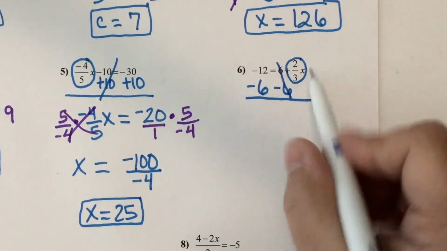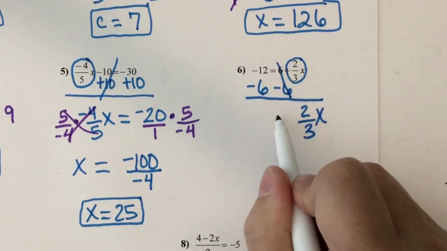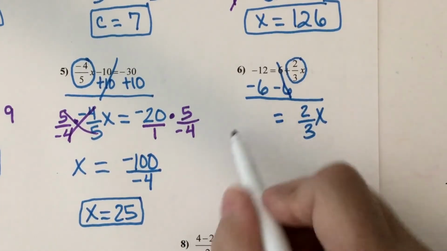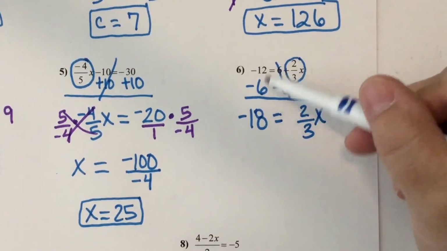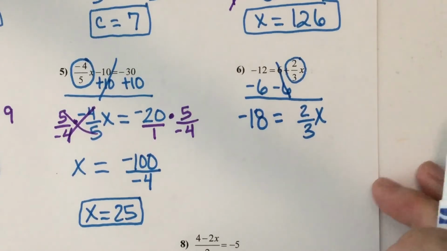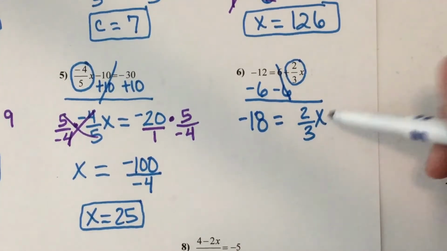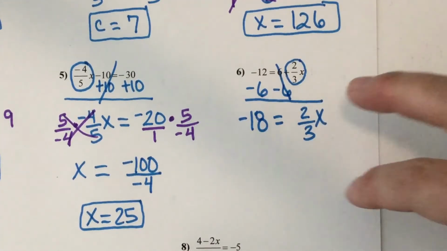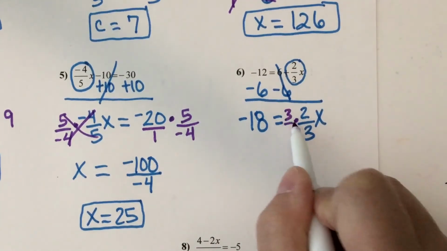And then this positive 2/3 x will come down. The equals will come down. And negative 12 minus 6 makes negative 18. Remember, if you have two negatives, they add and make an even bigger negative. So now to get rid of this fraction that's multiplied with my variable, I'm ready to multiply by the reciprocal. So we just want to flip it over. Flip. So that would be 3/2.